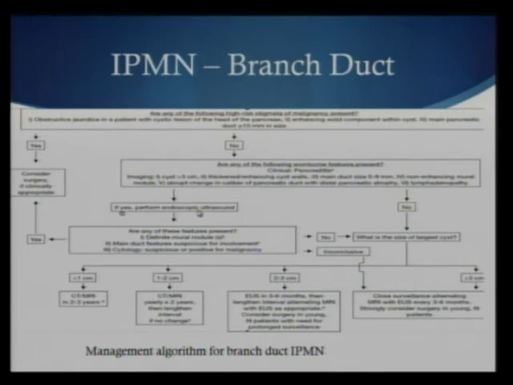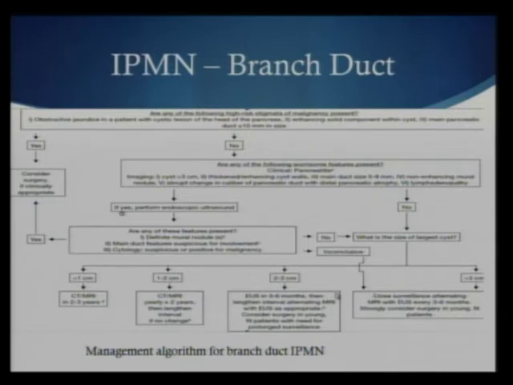You'll do an endoscopic ultrasound. Are any of these features present? Mural nodularity, main duct features suspicious for involvement, and cytology suspicious or positive for malignancy. If any of these features are present, then you'll also proceed with surgical resection. The others, for the most part, if they don't have any of this, don't worry about the size here. You don't need resection. It's just a question of following these patients.